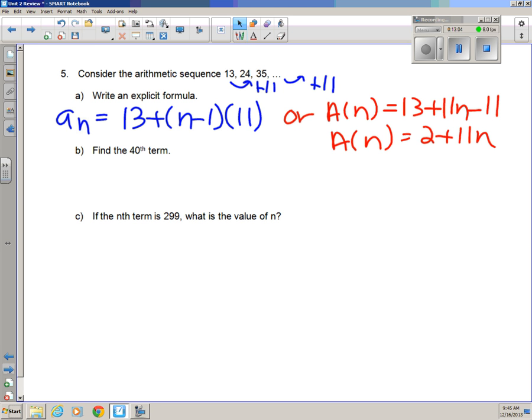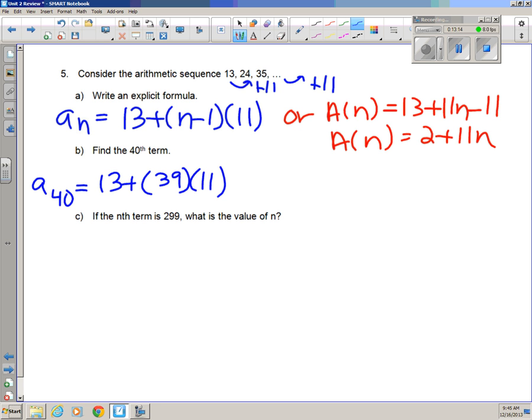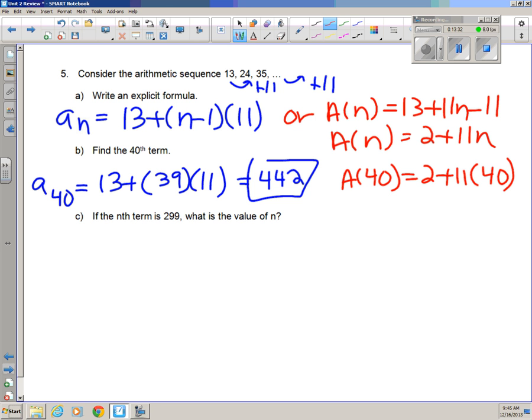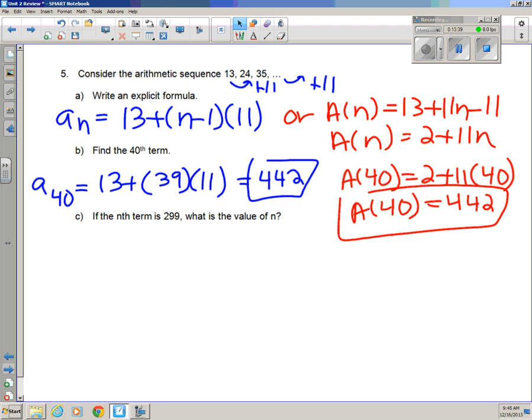So when you're looking for the 40th term, I'll do this one both ways also. If I'm looking for the 40th term, I've got 13 plus 39 more of the 11s. Hopefully you guys have your calculator out in front of you. And this answer is going to get you 442. If I do it with the red, I say, okay, if I want to go out 40 terms, it's 2 plus 11 times 40. And again, the 40th value is still going to give you 442. Whatever you're more comfortable with, blue or red is fine.